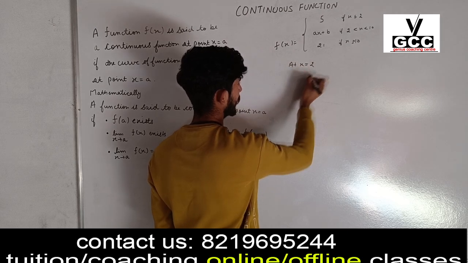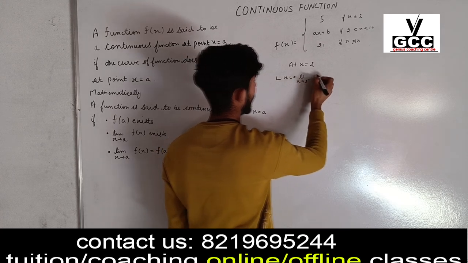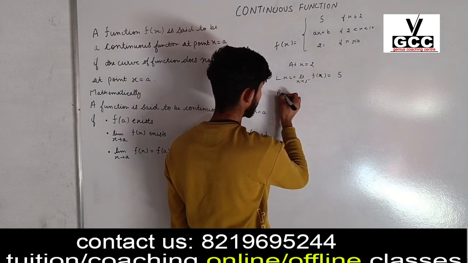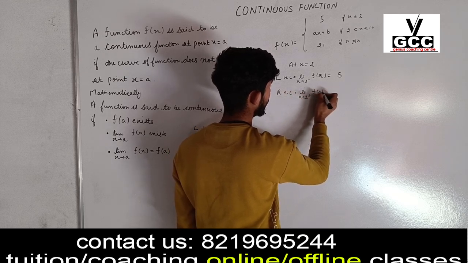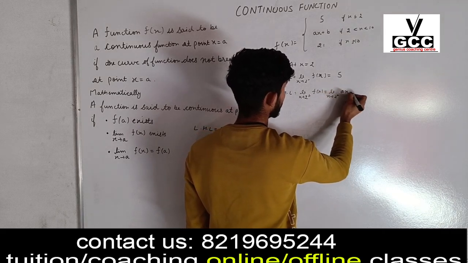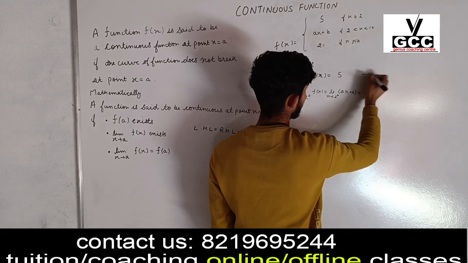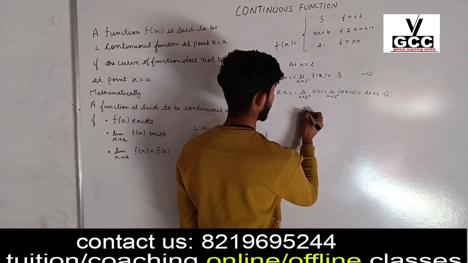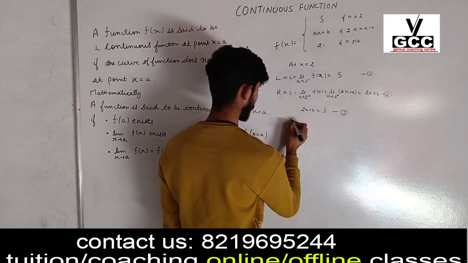Let the given function be continuous at x equal to 2. Left hand limit is equal to limit x approaches 2 negative f of x, that is equal to 5. Similarly, right hand limit, x approaches 2 positive f of x, is equal to ax plus b. Substitute the value, that is 2a plus b. From 1 and 2, by the definition of a continuous function, left hand limit is equal to right hand limit, that is 2a plus b equal to 5, equation 3.